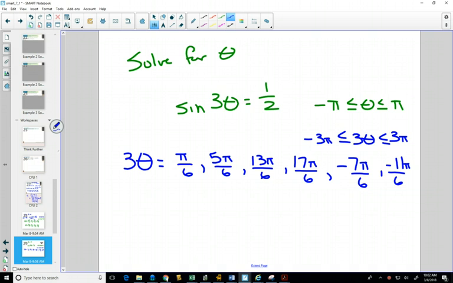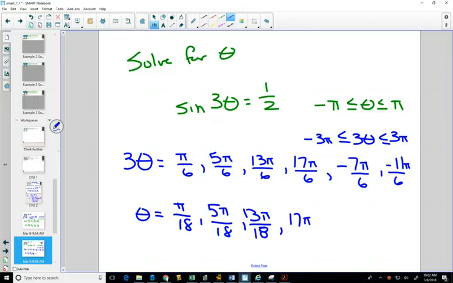Once you've got your 6 answers, now we can find out what theta is. We're going to have to divide each of those answers by 3, which is the same as multiplying by 1/3. And so they will all be over 18.